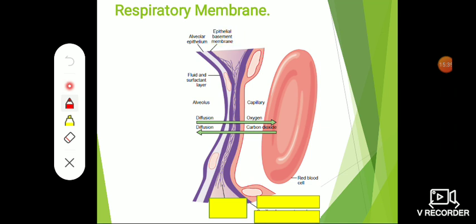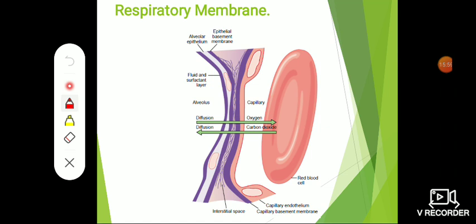Epithelial basal membrane, interstitial space, this we have discussed in previous lecture, and capillary basement membrane and capillary endothelium. So whatever gas is there, oxygen and CO2 has to cross all these barriers. So this combination of barriers is called a respiratory membrane.